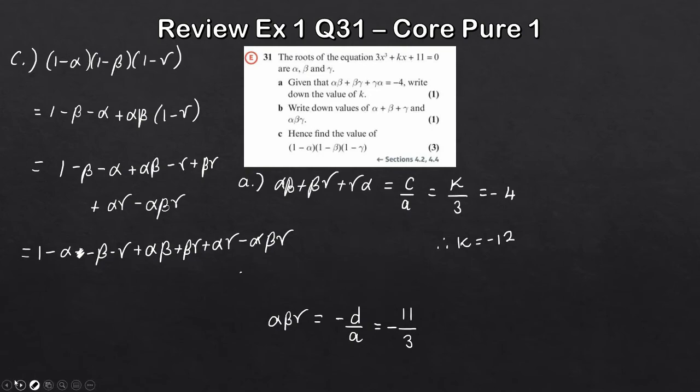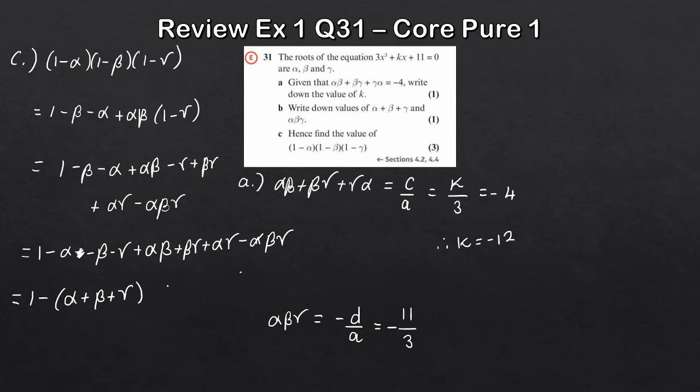How do we actually work this out now? Well, we need to just basically get this into a form that we can manipulate. This minus alpha minus beta minus gamma, we can factor that out as minus 1. So what we've got here then is 1 minus (alpha plus beta plus gamma). We know what that is. That's just 0. Alpha beta plus beta gamma plus alpha gamma.